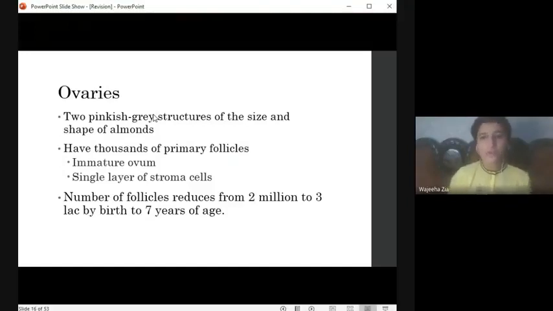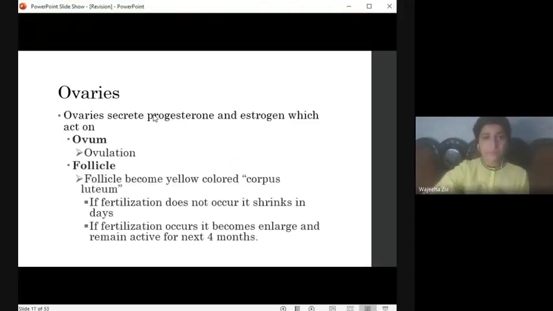So in case of a girl, in case of a woman, there is a production of 2 million to 3 lakh follicles from birth to the age of 7 years. So there are so many follicles.